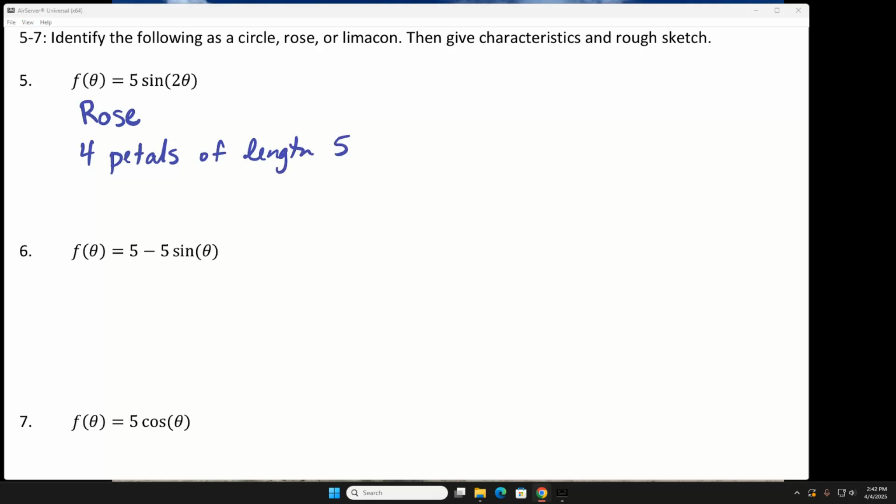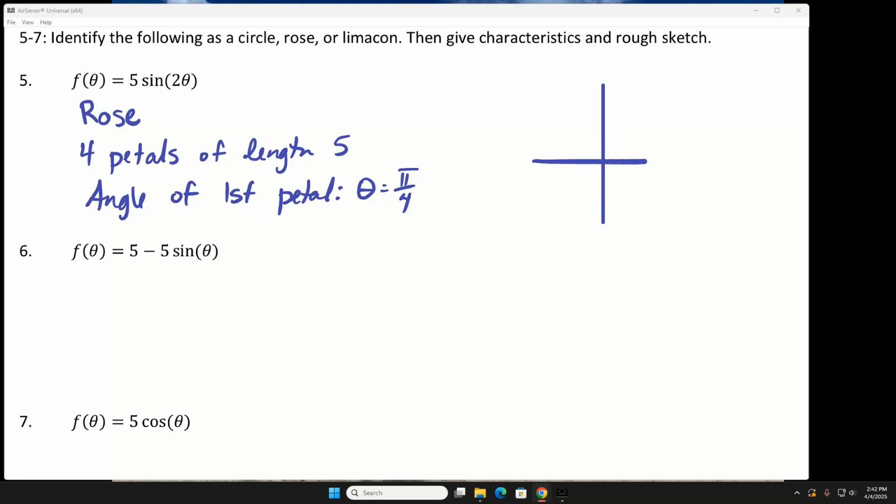And then because this is a sine rose, I know the angle of the first petal is going to be at pi/4. And then we're going to do a very rough sketch. I'm going to try my best. Oh, terrible.